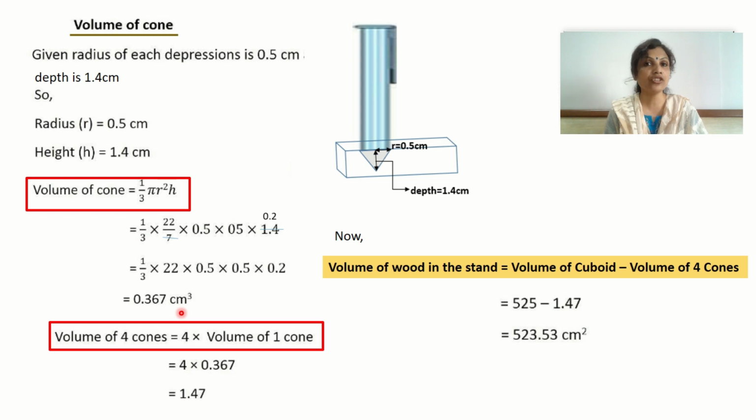But we have 4 such depressions, so we have 4 cones. So volume of 4 cones is equal to 4 into 0.367, and that is equal to 1.47 centimeter cube. That's it. Now we have volume of a cuboid, we have volume of 4 cones. Let us substitute the values into the formula which we made. So 525 minus 1.47 is equal to 523.53 centimeter cube, and that is the volume of the stand.